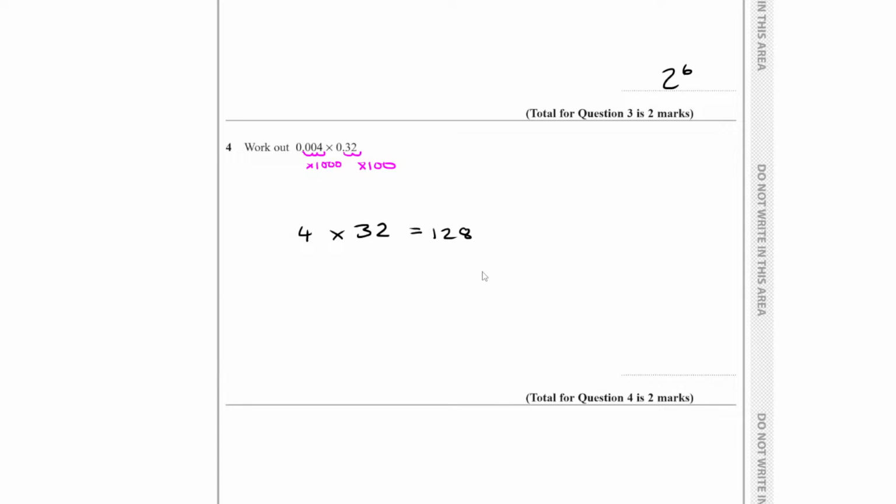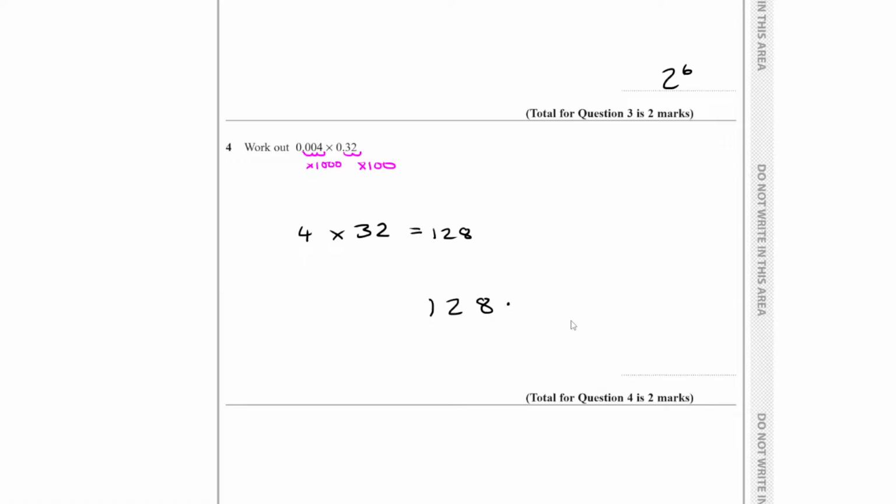Now, obviously, the answer isn't 128 in that format, is it? Because that's way too big. So I come back here and I say, well, how many times did I move my decimal place in total with both? Do you see how I moved it 3 times for the first number and twice for the second number? So in total, that's 5 times. So I'm going to have to move it 5 times back.